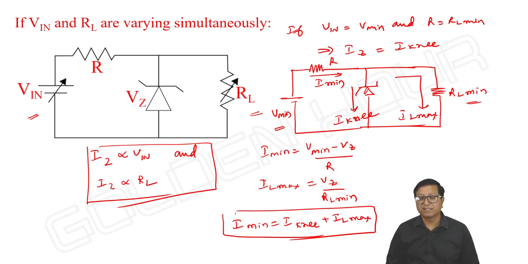Okay. IZ is proportional to RL. RL is minimum means IL should be maximum. Okay. People think like I minimum is equal to IK plus IL minimum, which is a big blunder. You can't take so. Next, both are maximum.